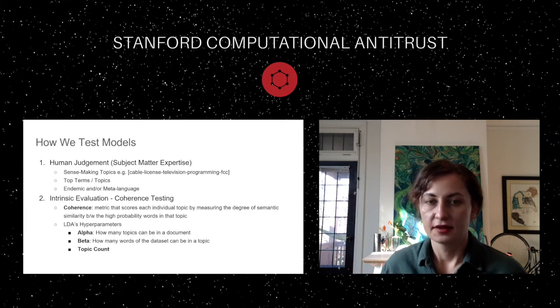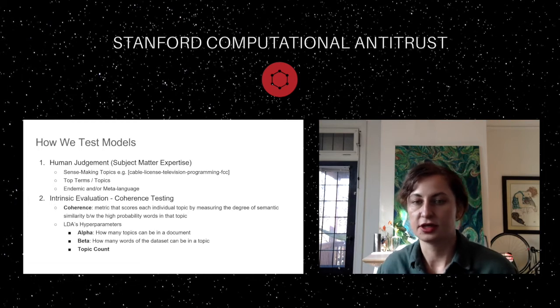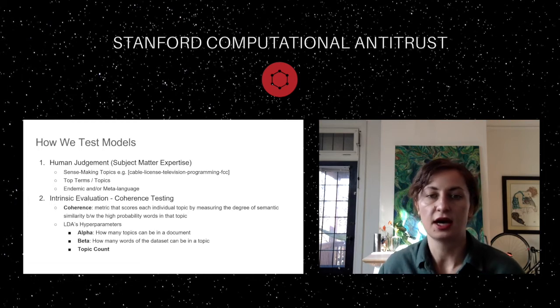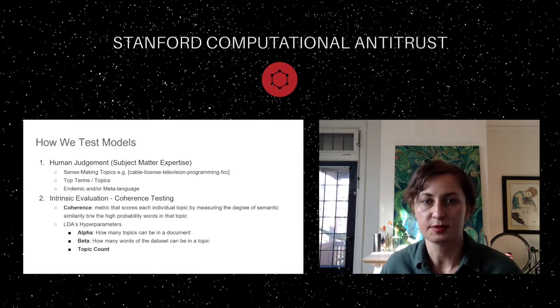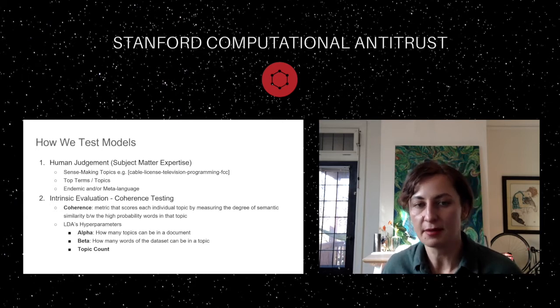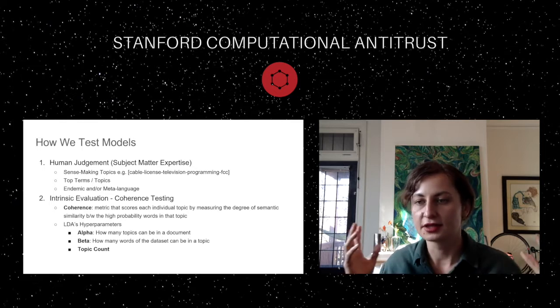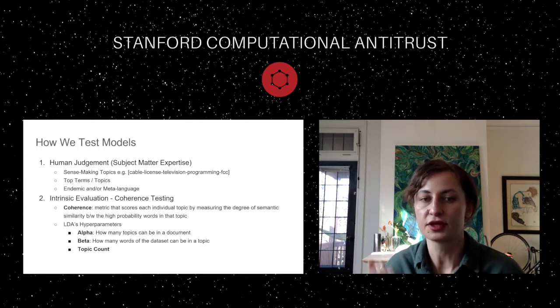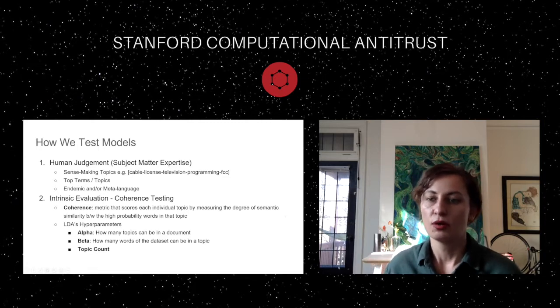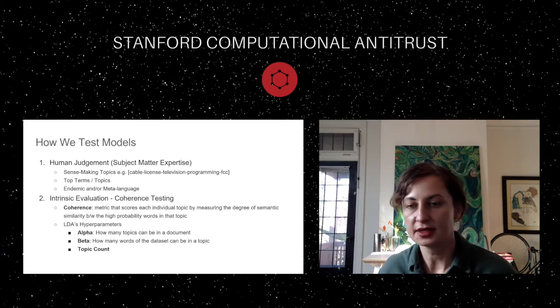Felix and I come from very different realms. I work in NLP research and law, and Felix is in law, and that combined subject matter expertise allows for two different eyeball perspectives on our models. So we look for things like, do the topics have an inherent sense-making capacity? The example I give here is cable license television programming. There's a certain inherent sense to those words belonging together in a topic, so we can go through the topics and check for that. We'll also look at top terms and topics.